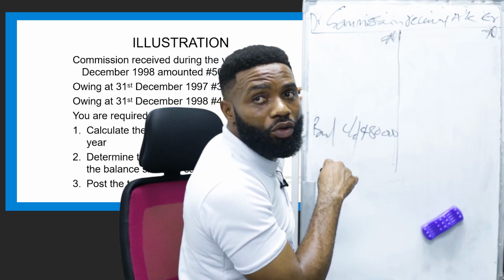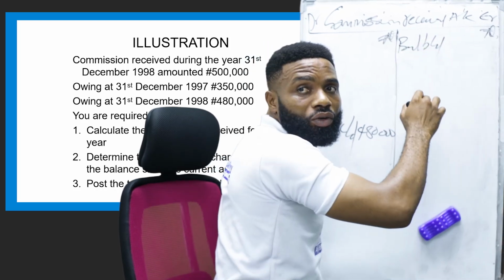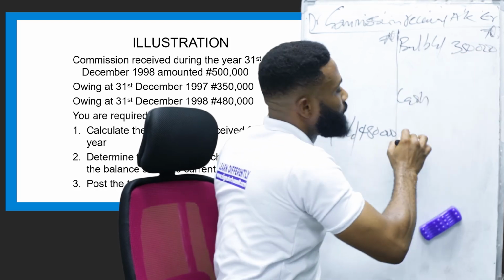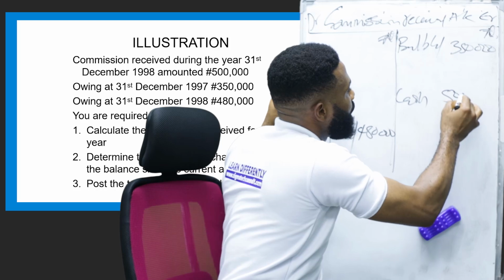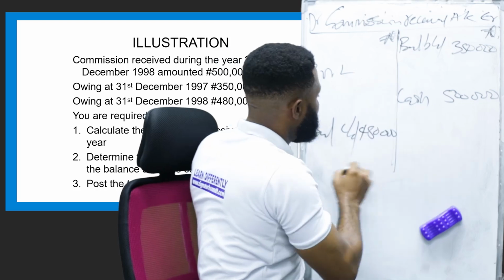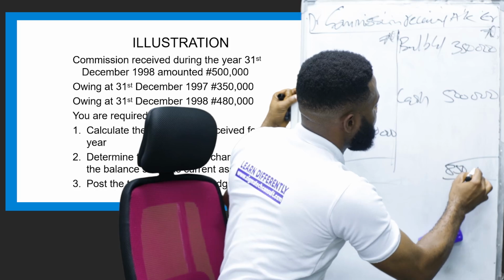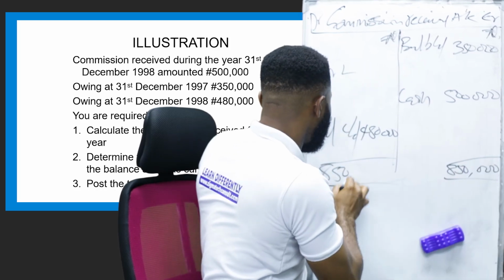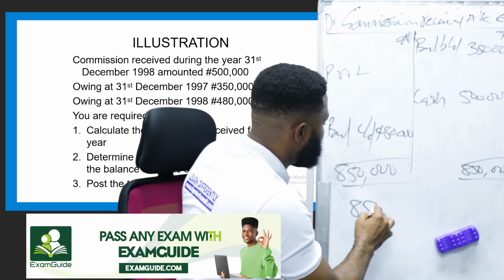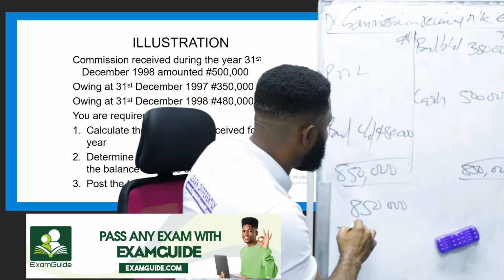Then the one that they were owing you last year that you have received is your balance brought down, which is 350. And then your cash that is received this year is 500. So your profit or loss is simply 850 minus 480.